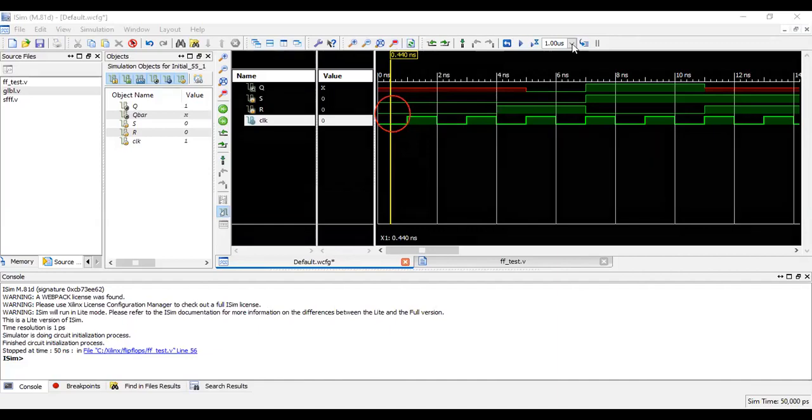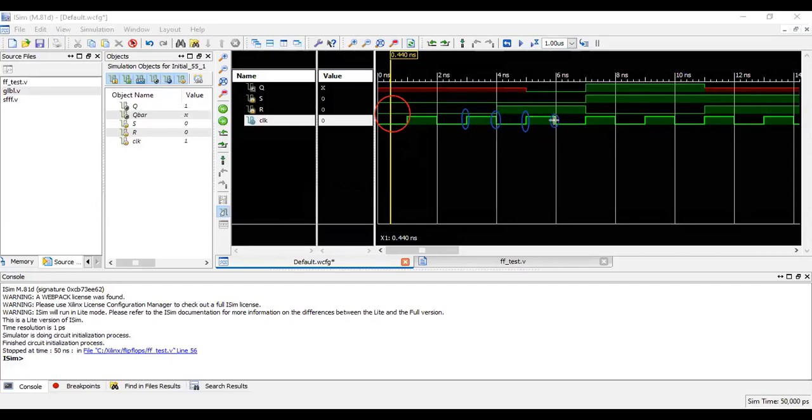So what happens in the waveform? You will analyze the waveform only at the positive edge. So this is the rising edge. This is the falling edge. Again, this will be the rising edge, and this will be the falling edge. Or this will be the positive edge, negative edge, positive edge, negative edge.